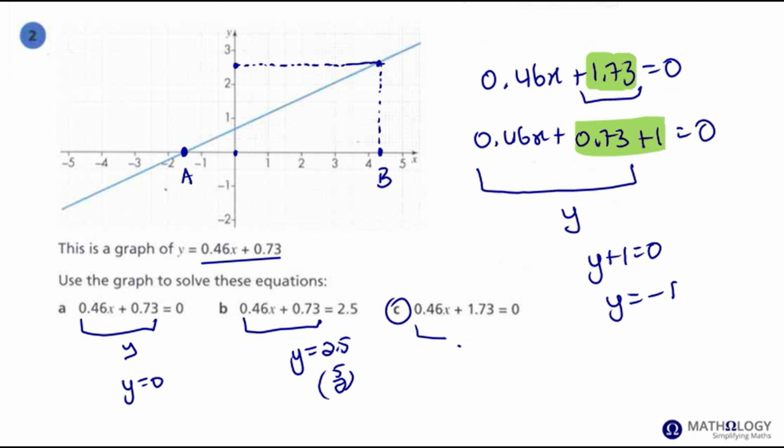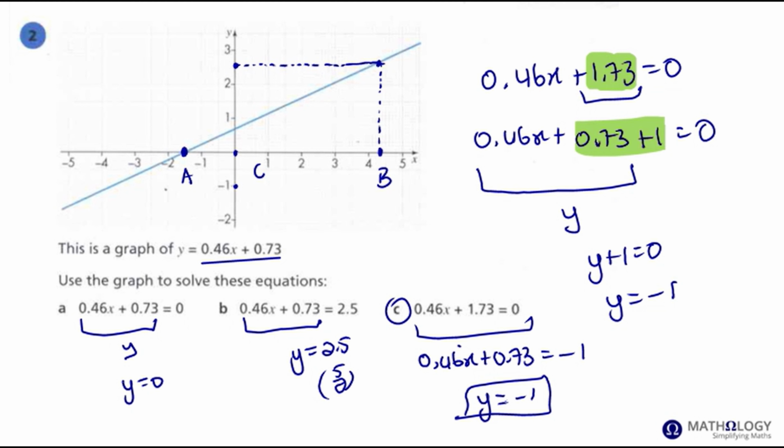Another way of writing this equation is 0.46x plus 0.73 equals -1. In other words, we are now going to find y equals -1. Move across with the ruler horizontally until we get to the line. Where we hit the line, we then move perpendicularly up and we read off the x value.